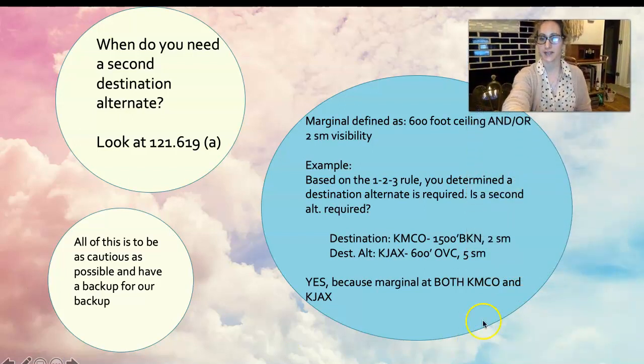So let's look at it. The destination, this 2 statute miles made that marginal. So our destination is marginal. Our alternate, the 600-foot ceiling made that marginal. So it's marginal at both your destination and your alternate. So you need a second destination alternate.